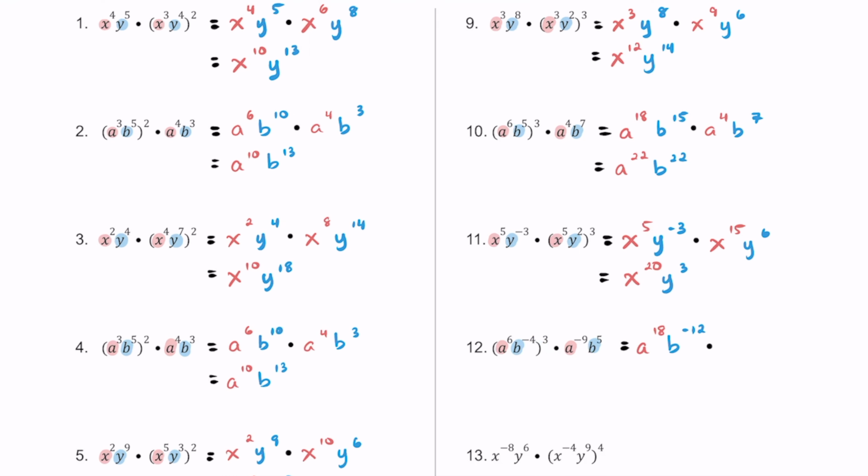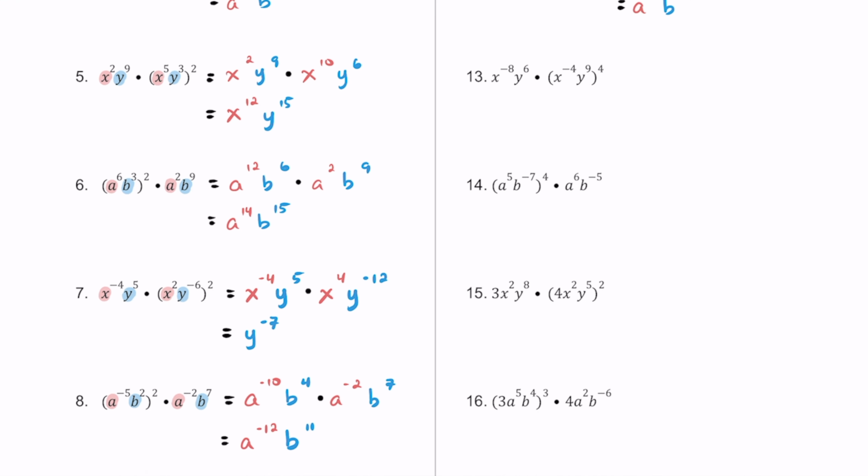And then we didn't really do anything with this a to the negative 9th or this b to the 5th power yet. So let's just copy that down and use it in our next step. Okay, so it doesn't get too confusing. Let's use our product of powers property now. So a to the 18th times a to the negative 9th. If we multiply those together, we can add these exponents. So 18 plus negative 9, or 18 minus 9, is just 9. So that's going to be a to the 9th power. And then multiplying this b to the negative 12 times b to the positive 5, we can add their exponents, negative 12 plus 5 is negative 7. So we're going to say times b to the negative 7th power.